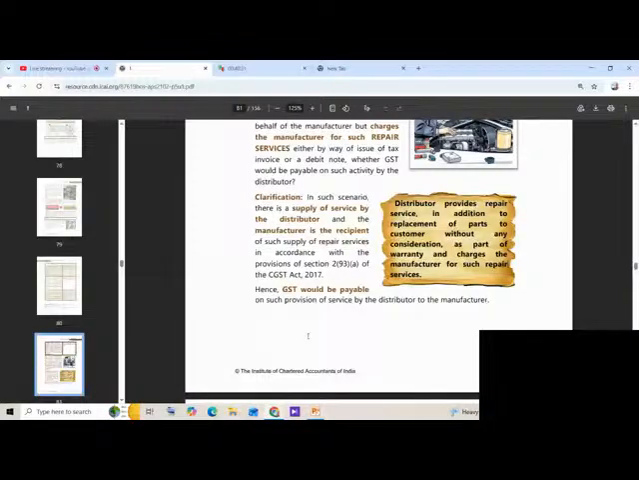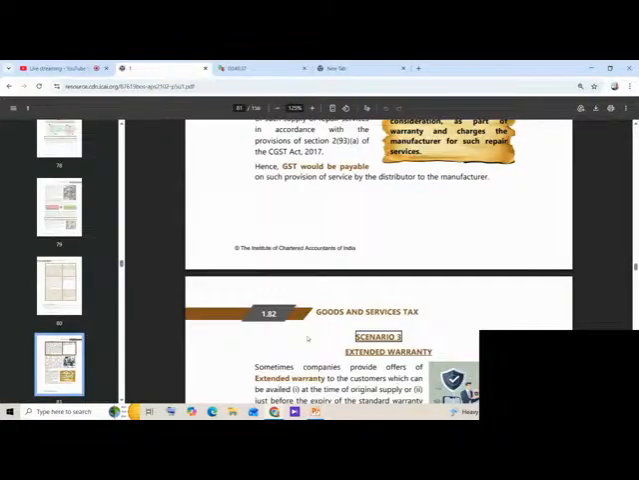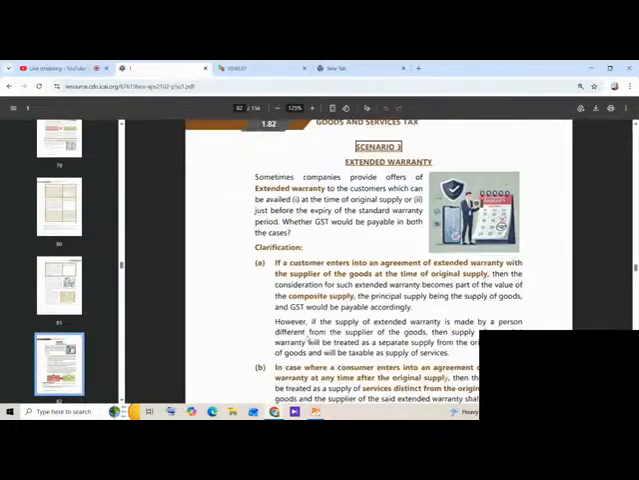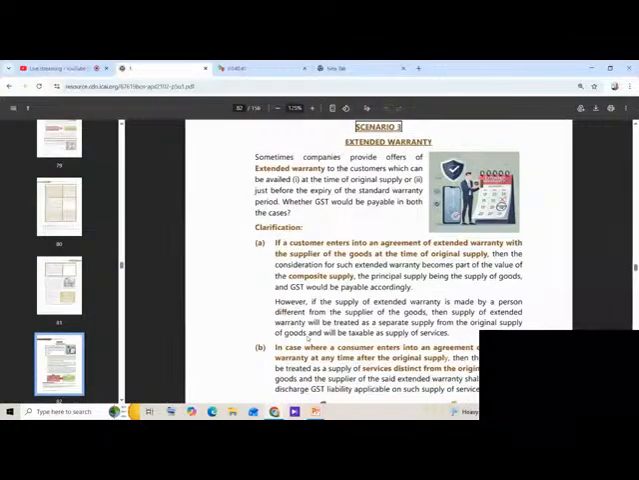Service in addition to replacement of parts to the customer without any consideration as part of the warranty, and charges the manufacturer for such repair service. Scenario 3, extended warranty. Sometimes companies provide offers of extended warranties to the customer which can be availed at the time of original supply or after the standard warranty period. Whether GST would be payable in both the cases.